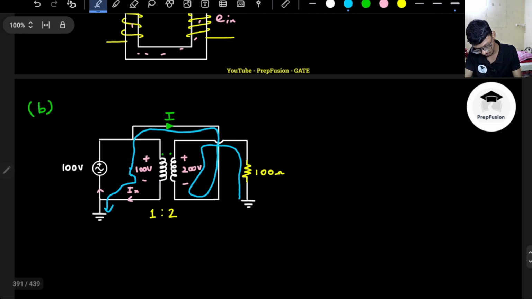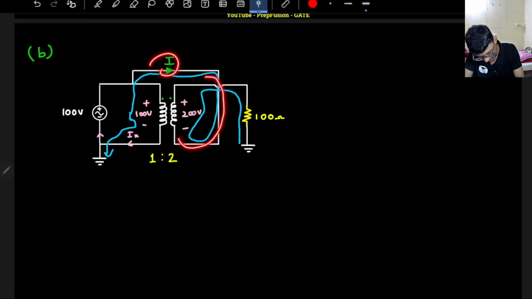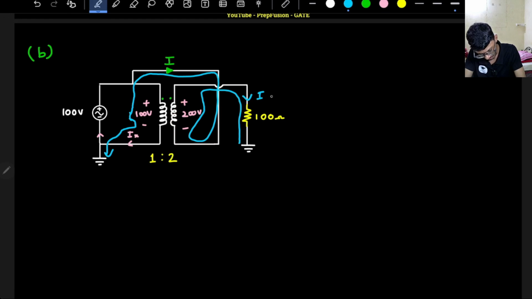This will be the one, that ground to ground KVL. So let me assume a current over here. So this current is I only. This I current is coming over here and here. So this I current is flowing. So the drop will be, I will be coming like this. So this drop will be plus minus 100 I.